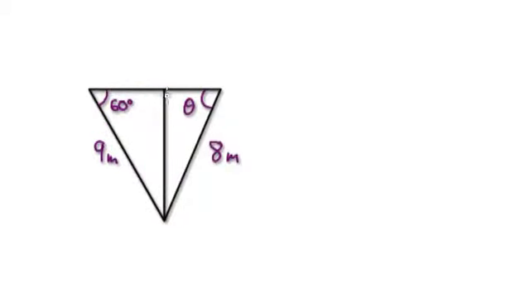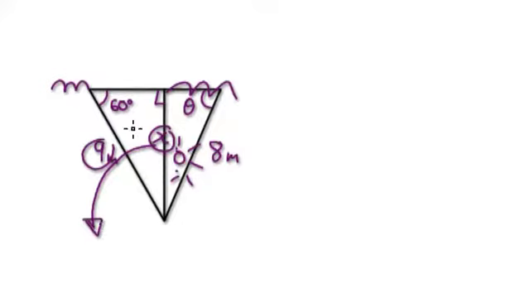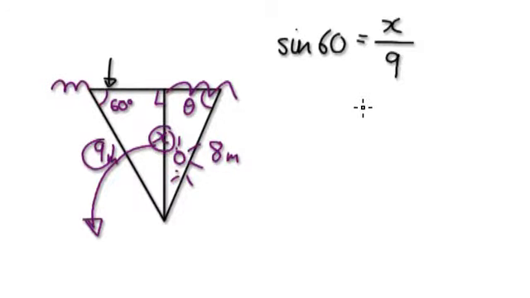So if we use this triangle here, our imaginary sum will be here. Our c will be here, an upside down c. So we need to know x. We're given this and this, so it will be sine. So we know we need sine. It's going to be sine 60, always sine the angle here, sine 60 equals x over 9. Now, multiply both sides by 9, so x is given by 9 sine 60.